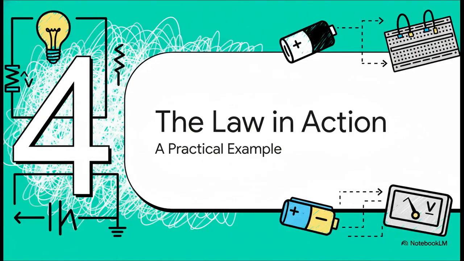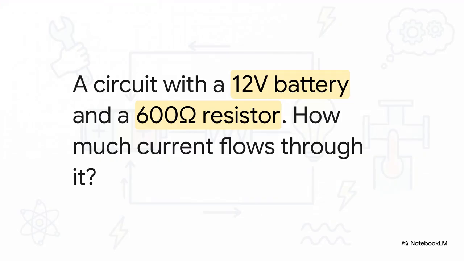Okay, so this is way more than just a theory, right? How does this law actually help us in the real world? Let's walk through a practical example together. So have a look at this. It's about as simple as a circuit gets. We've got a power source, a 12-volt battery, and just one resistor that's providing 600 ohms of resistance. The big question is, how much current is actually flowing through this loop?